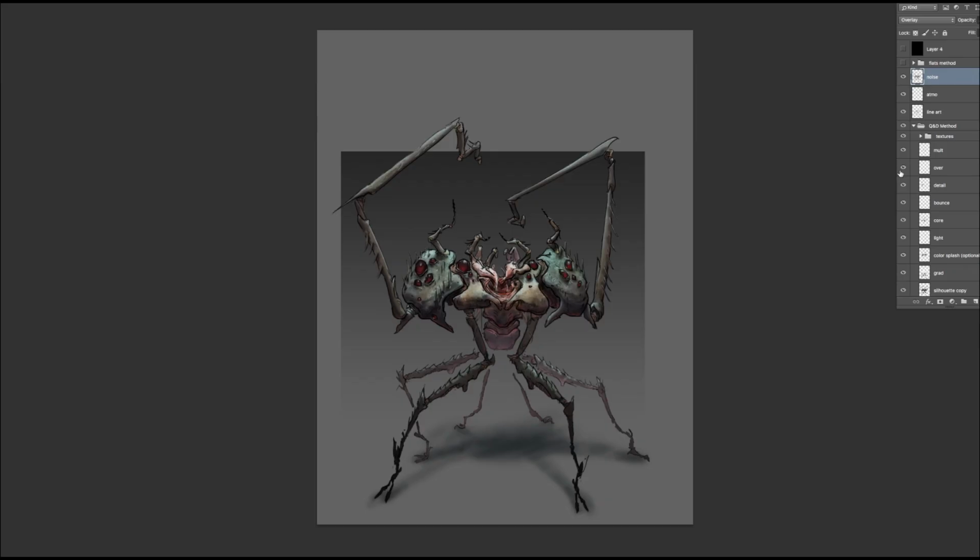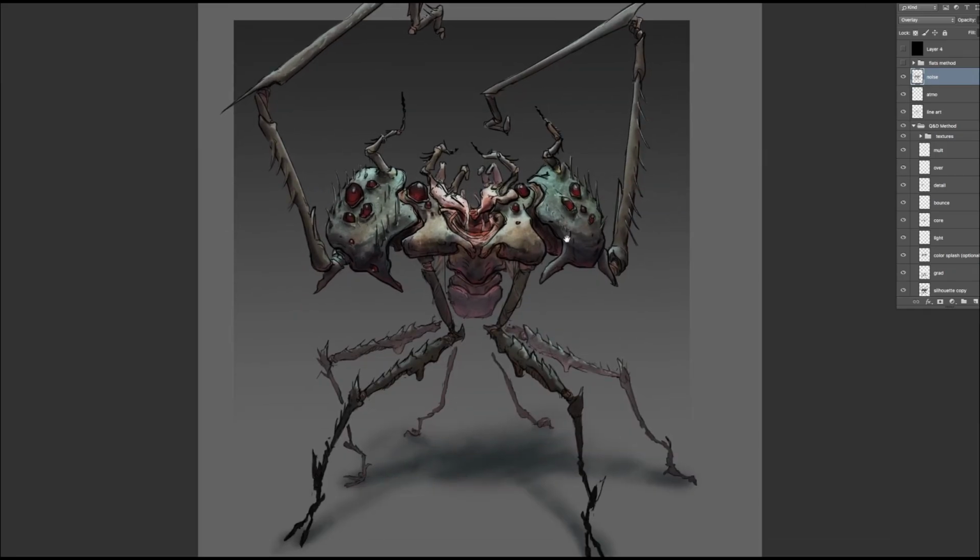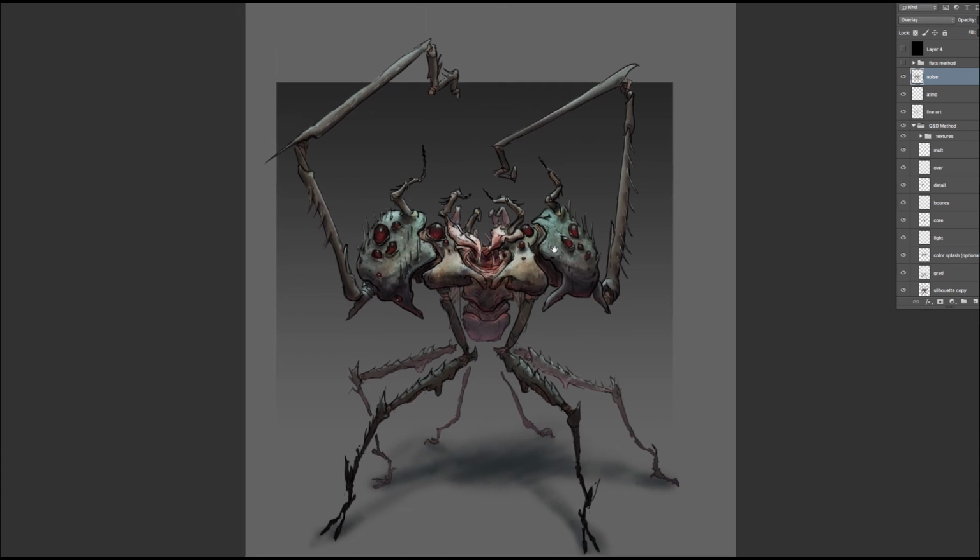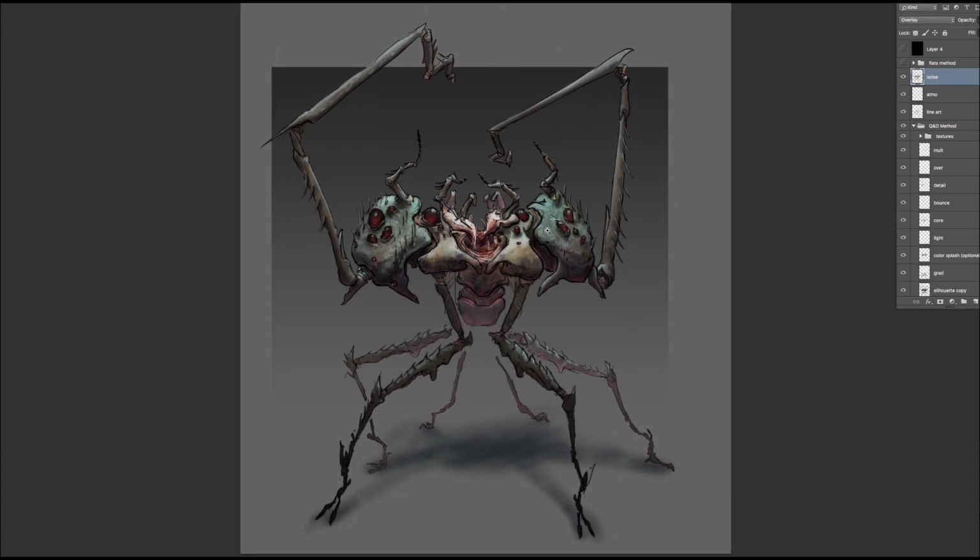So here would be the creepy cave spider in all of its cringy, knobby nastiness. And this is a fun little painting technique. I call it the quick and dirty method, where you work with line art still in place, but you still add colors and textures and value and such into it.